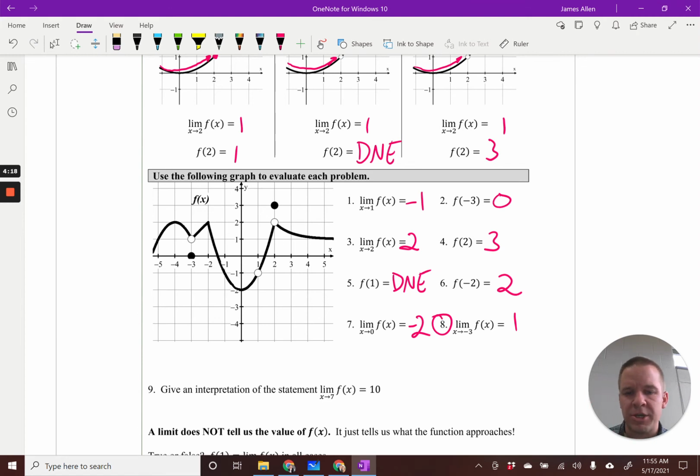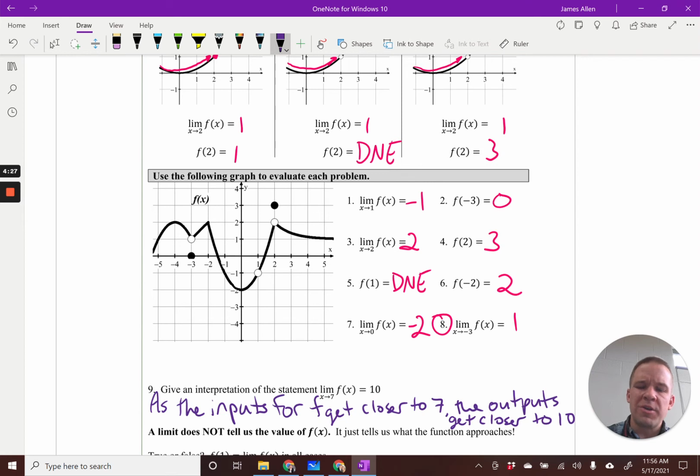All right. Given an interpretation of the statement, the limit of f of x as x approaches 7 equals 10. As the inputs for f get closer to 7, whether from the left or from the right, the outputs get closer to 10. That's why we can have a different function value when we evaluate, like we had for f of negative 3. F of negative 3 was 0, but the limit as x approached negative 3 was positive 1.